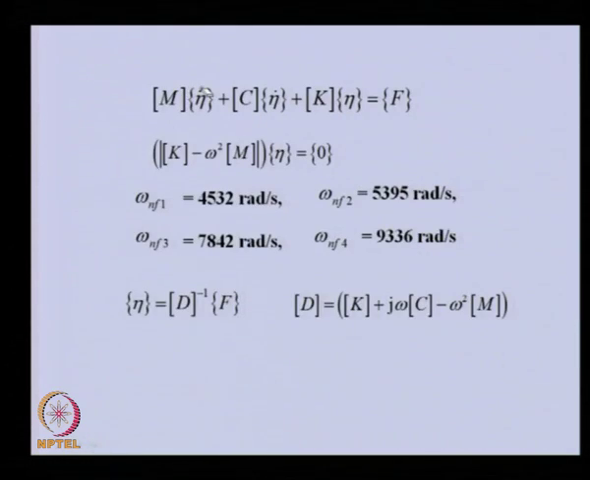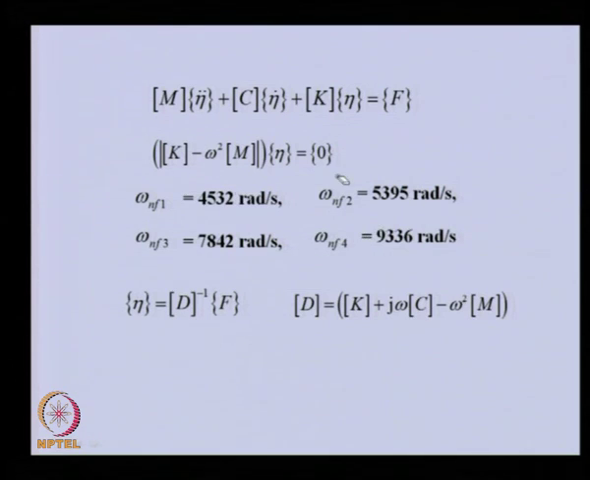So, the equation of motion is like this. For a free vibration and undamped system, we can neglect the force and damping, and we will be left with this particular equation. We can solve the eigenvalue problem of this, and this will give us the critical speed. These are the 4 critical speeds we will get from the eigenvalues. Basically, these are natural frequencies. So, the eigenvalue problem will give these natural frequencies.